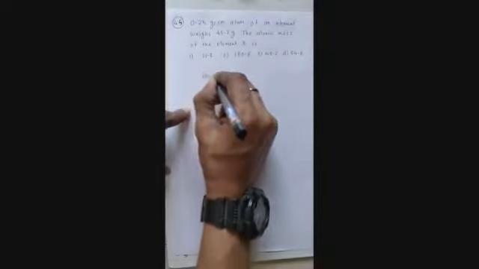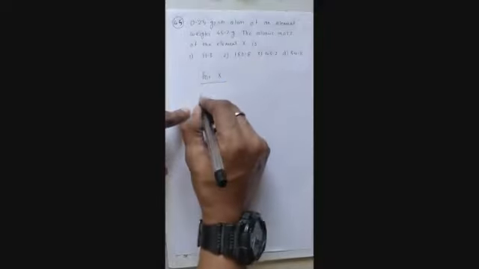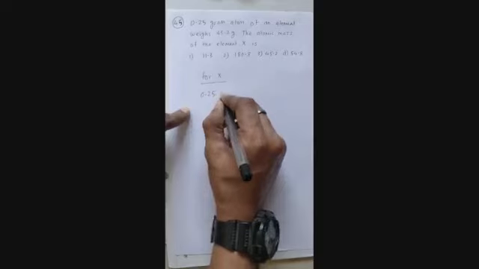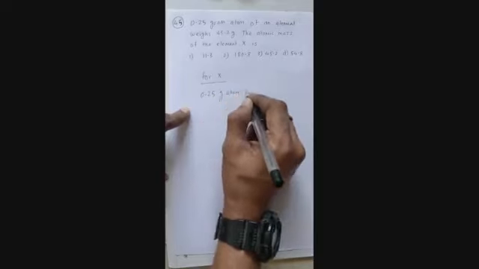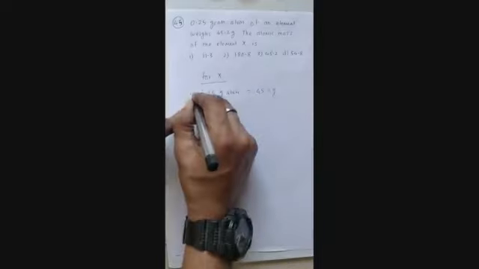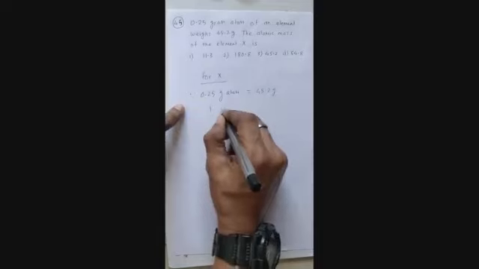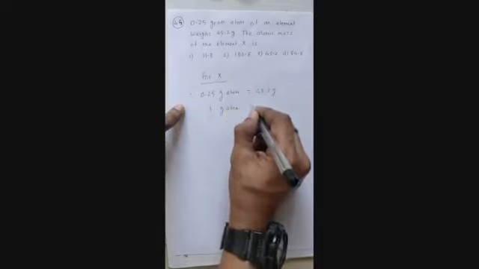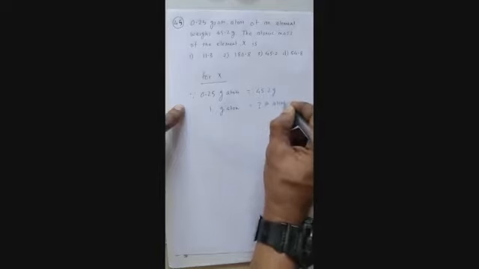Next question, number 45. 0.25 gram atom of an element weighs 45.2 grams. The atomic mass of the element X is. So for the element X, you can see 0.25 gram atom is equal to 45.2 grams, and therefore 1 gram atom is equal to what? Whatever the answer of this is actually the atomic mass only. That is the meaning of gram atom, right?